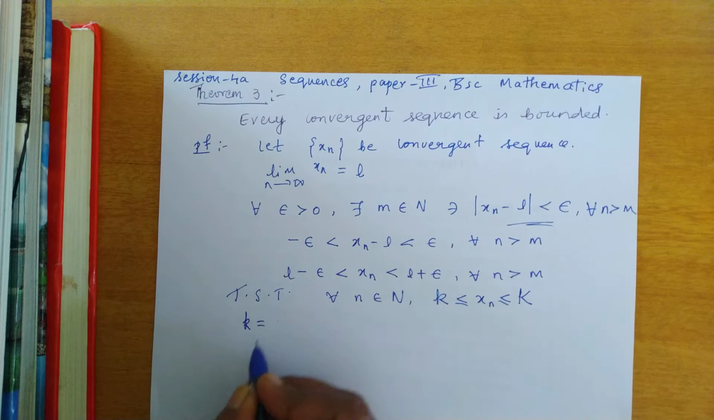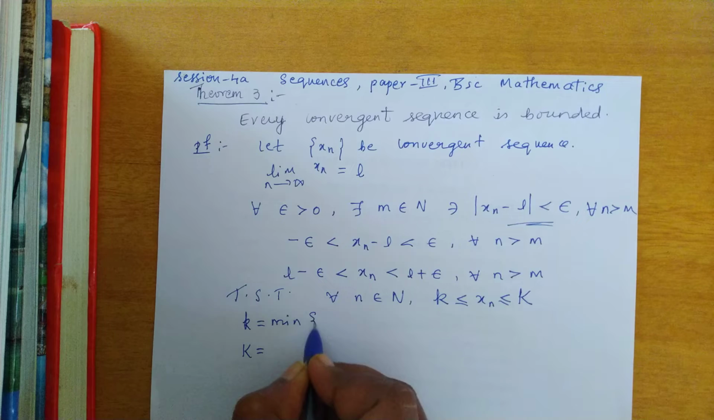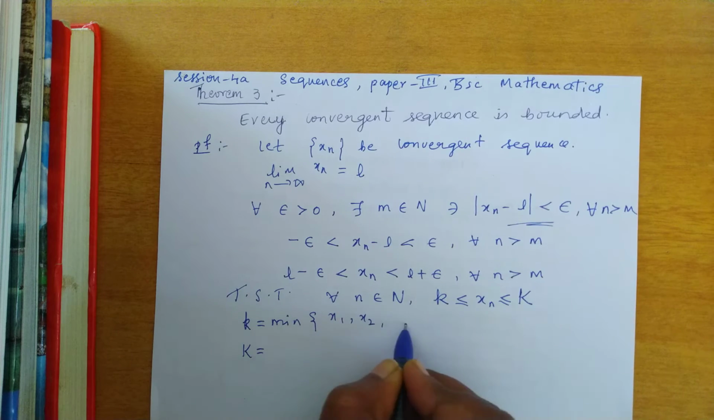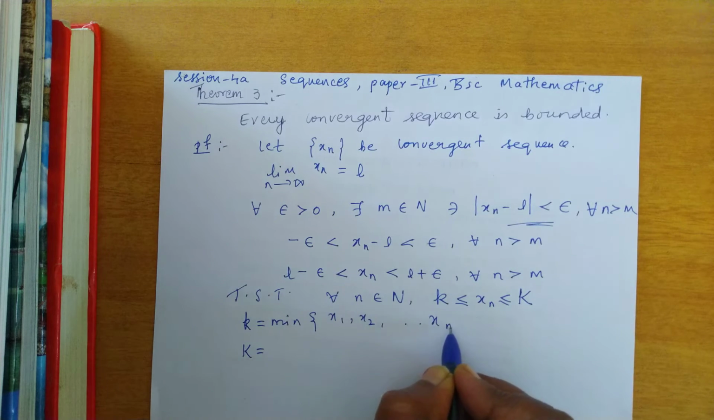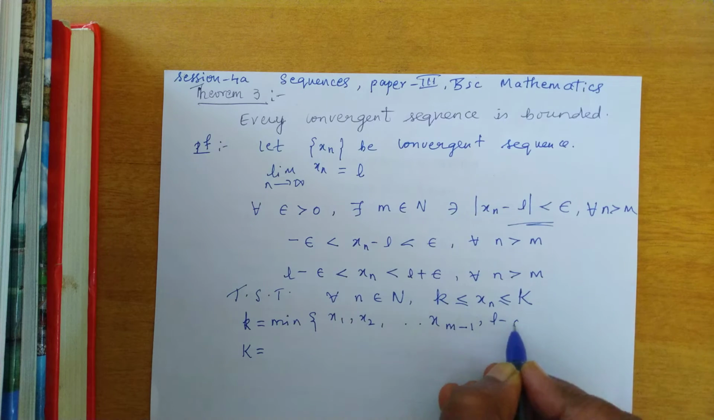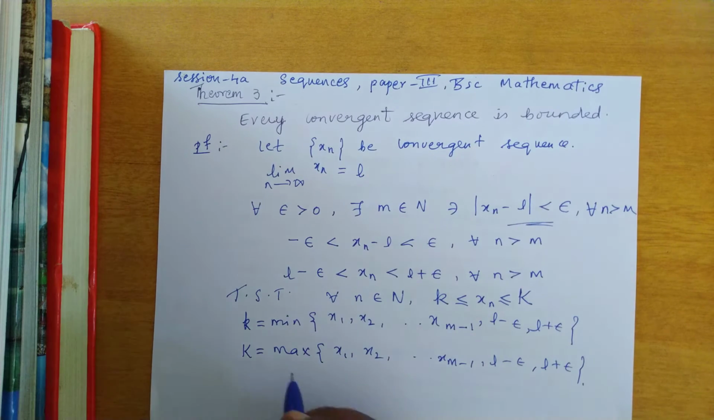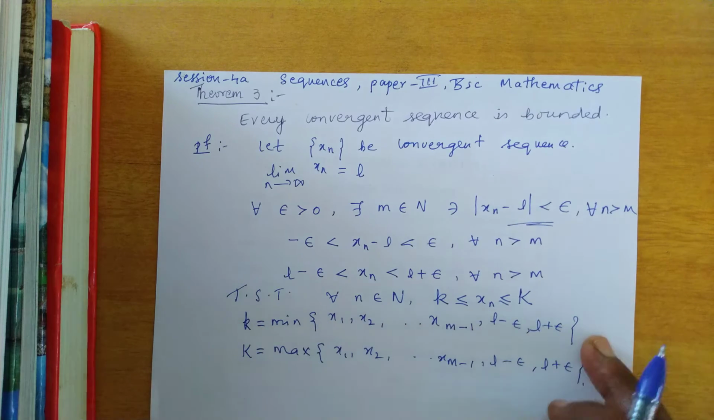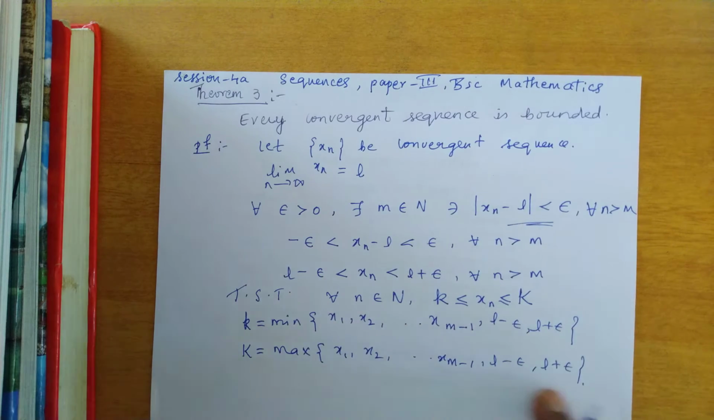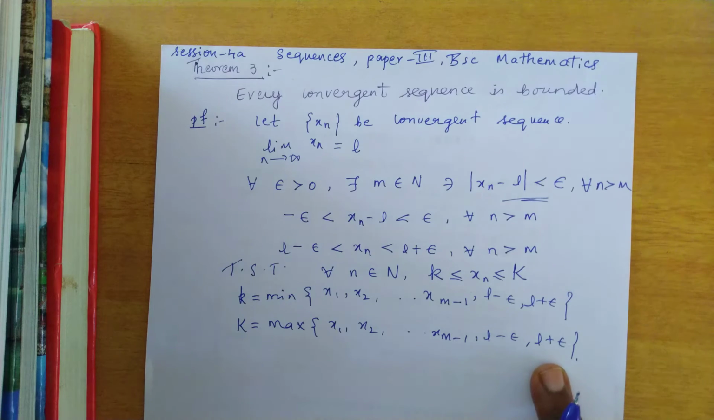Let's take this small k and define this capital K. Small k be the minimum of x1, x2, etc., x of m minus 1, L minus epsilon, L plus epsilon. Similarly, capital K be the maximum of x1, x2, etc., x of m minus 1, L minus epsilon, L plus epsilon. So we have defined the small k, that is the minimum of all the values, and capital K is the maximum of all these values.